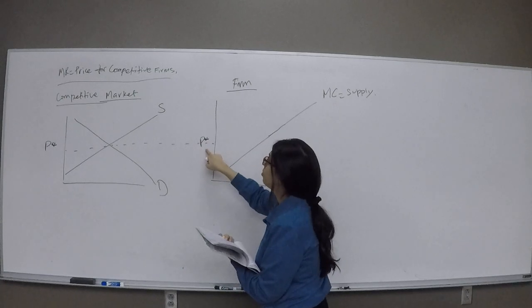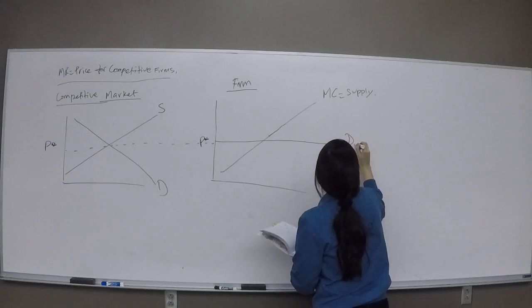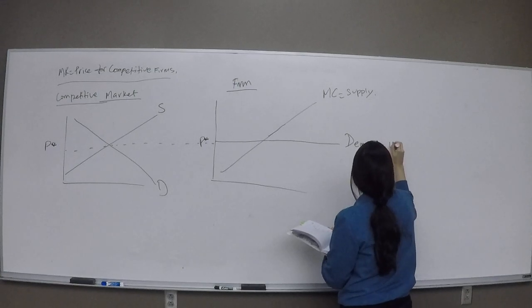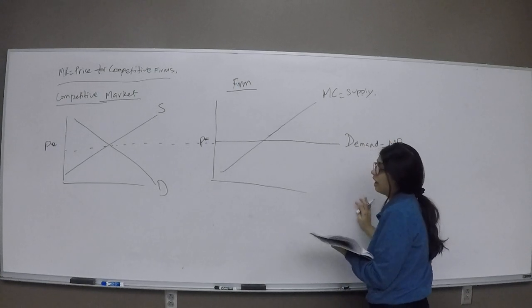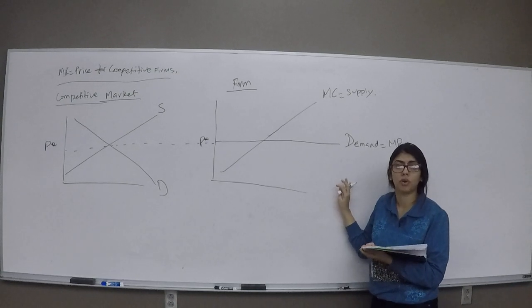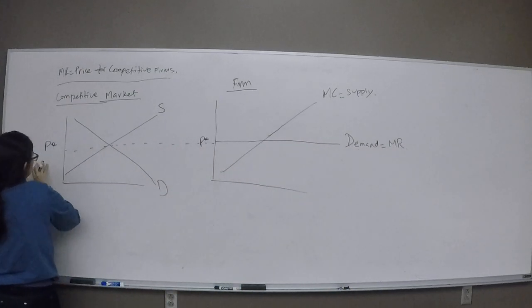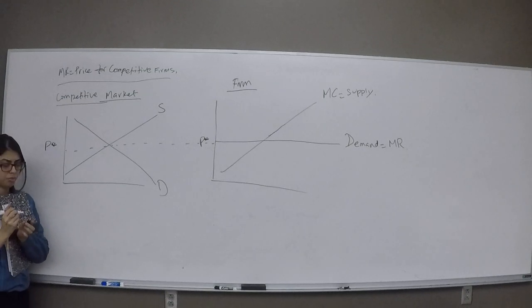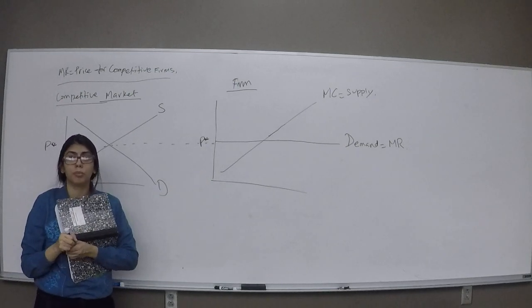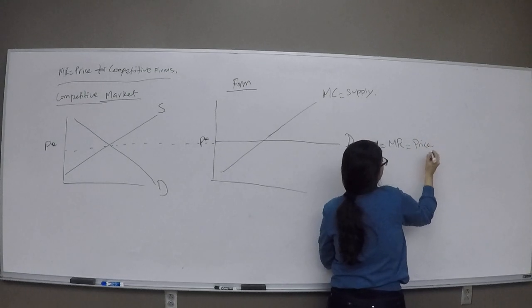At the equilibrium price, the price that the market decides, this is the demand. It's flat. It is equal to marginal revenue. It's flat because the demand doesn't change for the product. The price is what the market decides. It's a competitive firm. The demand of the product does not change. It stays constant, and it's equal to marginal revenue, the price they receive.